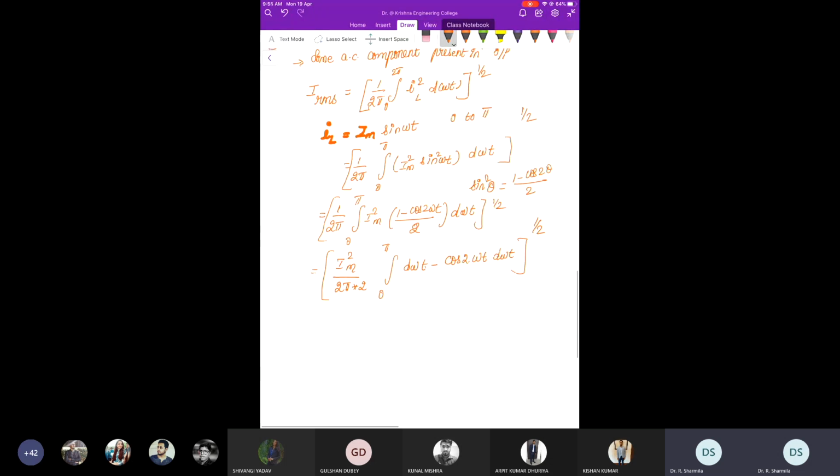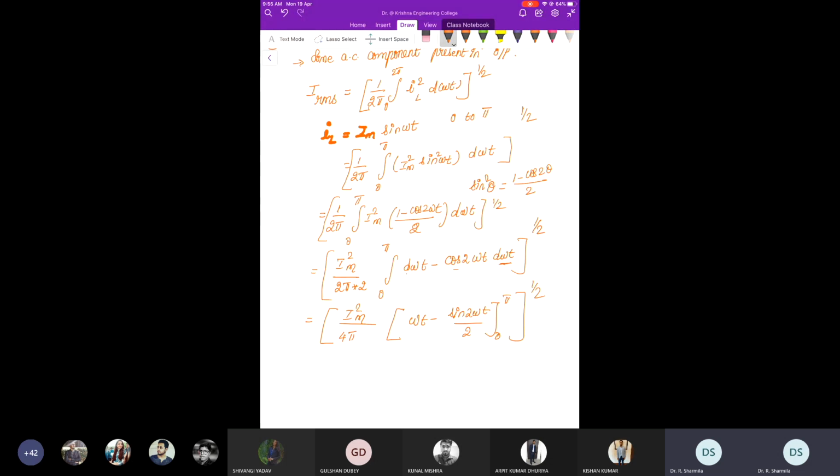To perform the integration, you will get Im squared by 2 into 2, that is 4 pi. Integrating d of omega t, I will get omega t. If I integrate cos 2 omega t, I will get sine 2 omega t by 2. The 2 comes into the denominator because I am integrating with respect to omega t; the 2 is a constant, so it comes down. Now you have to apply the limit, upper limit minus lower limit. Please apply that value and you will get the final value.